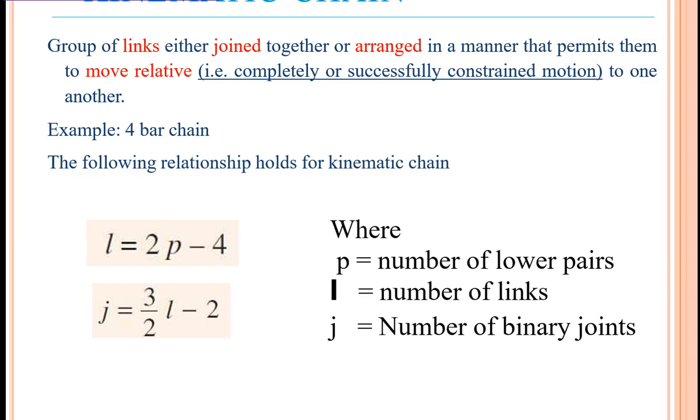So L is equal to 2p minus 4 that we can consider. J is equal to 3 by 2 into L minus 2 we can consider, where P is the number of pairs, L is the number of links, J is the number of binary joints. So if you want to identify the number of links, you can use L = 2p minus 4. If you want the number of binary joints, J = 3/2 L minus 2 you can take. By using these two equations, you'll be able to calculate.